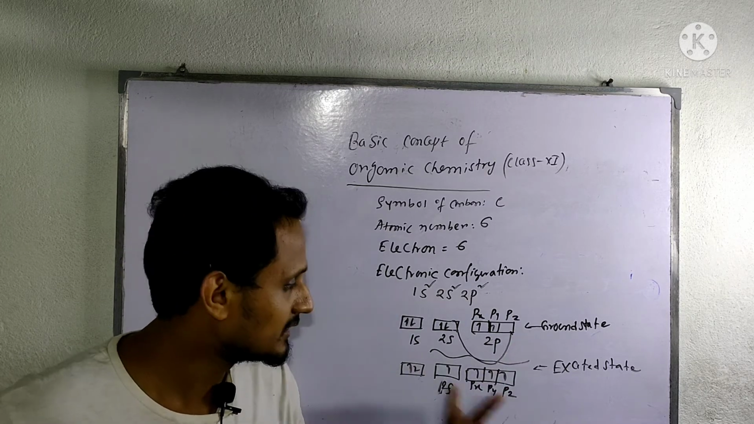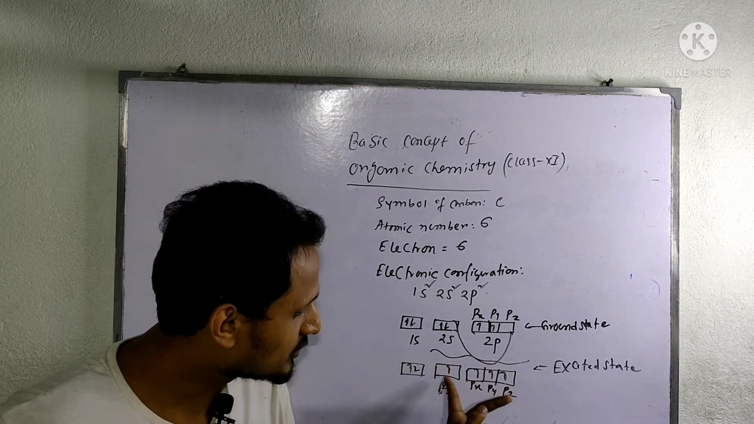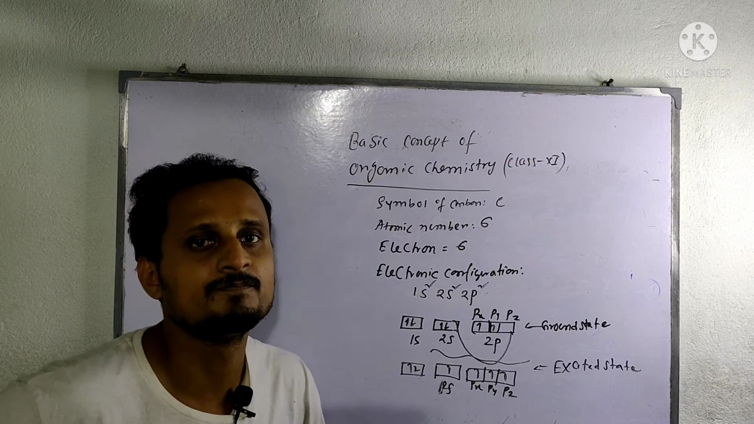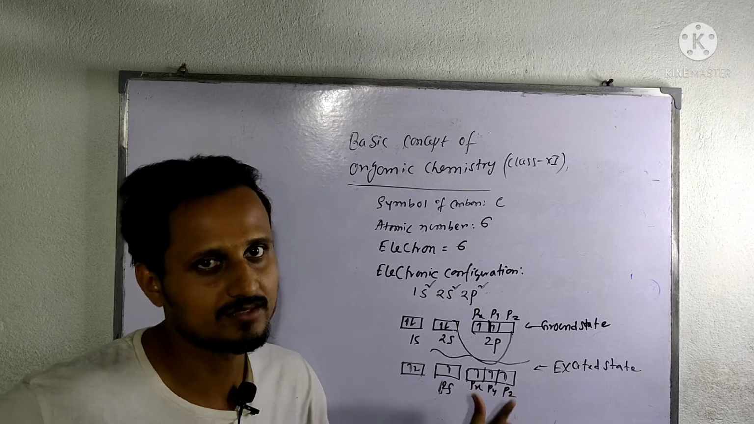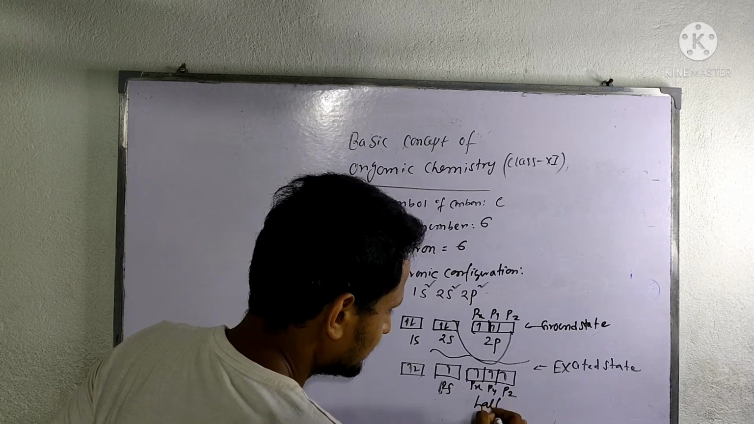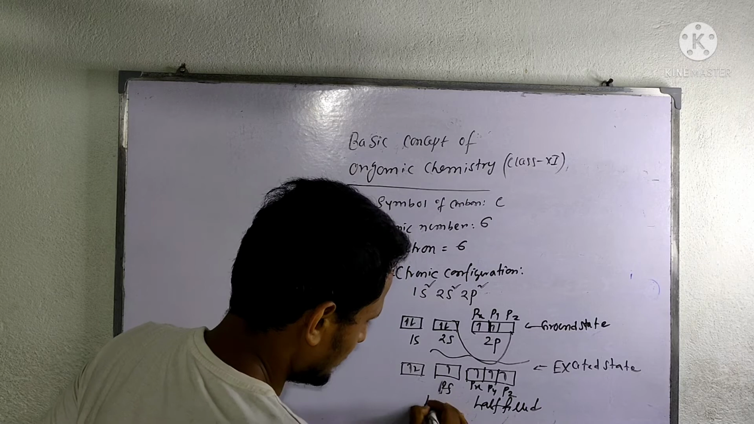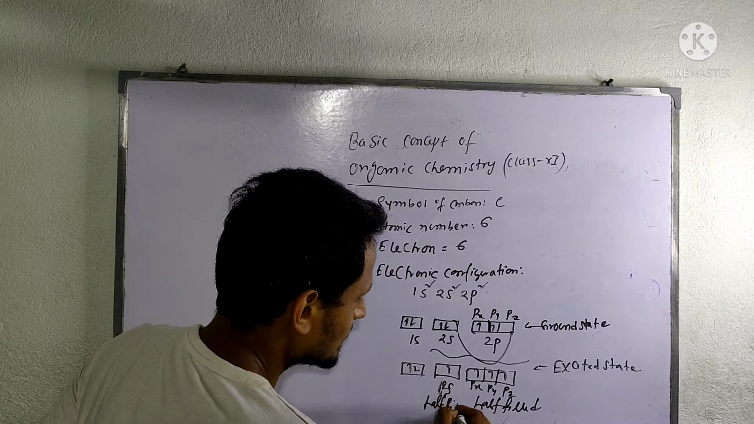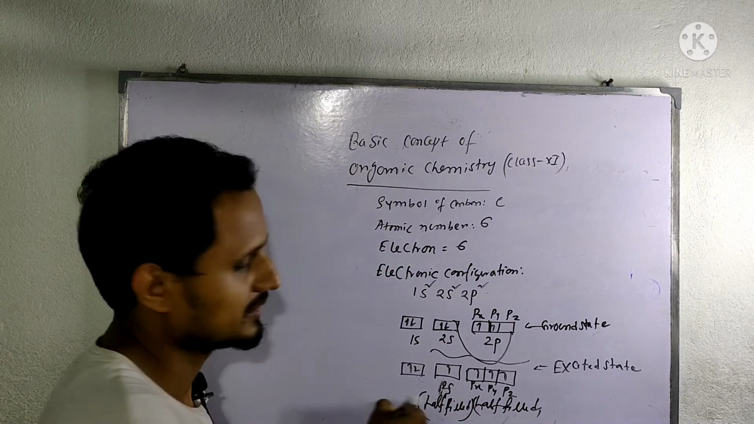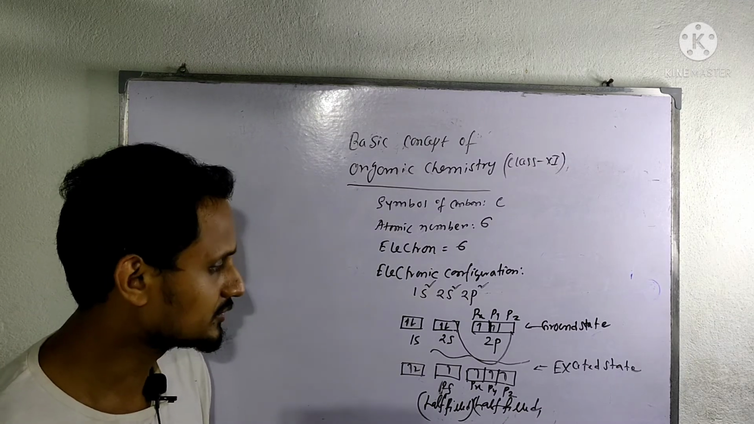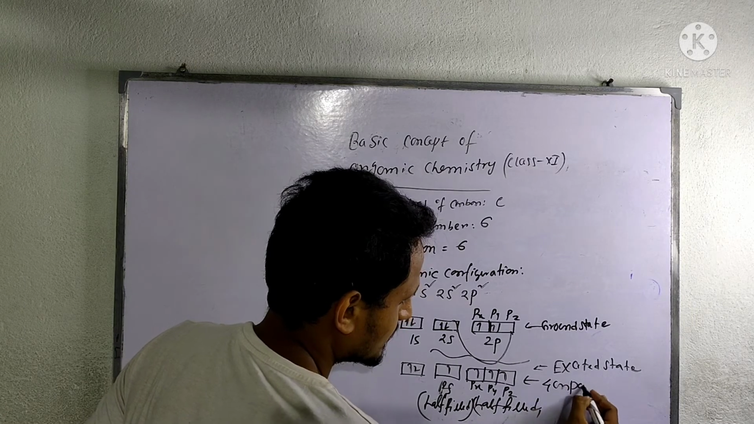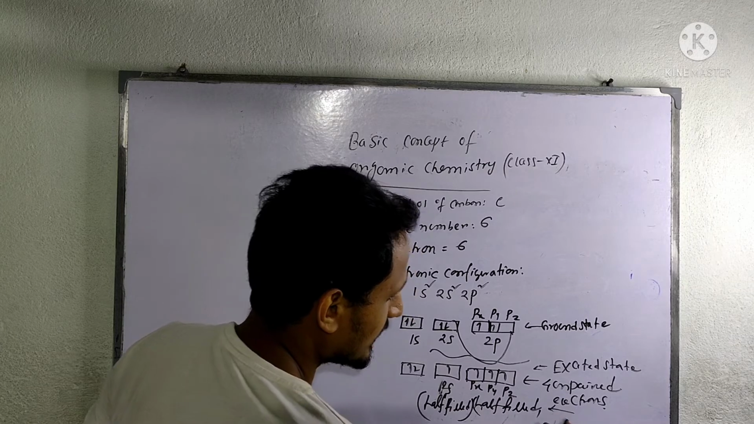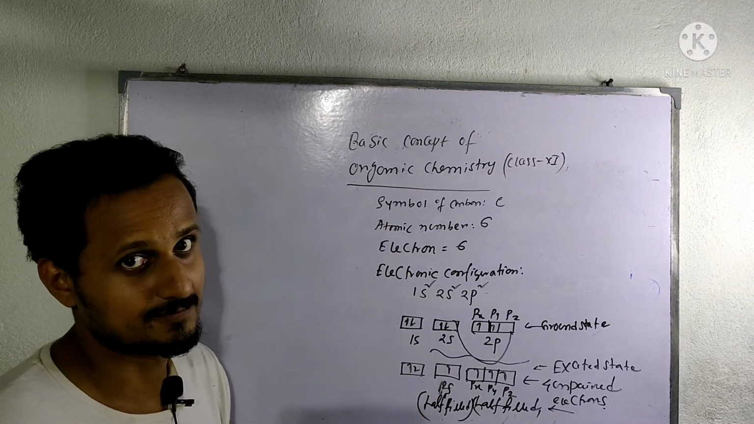To make it stable, one electron goes from the 2s orbital to the pz orbital, and that makes it stable. Here 3 electrons, that is half filled, stable, and the other is also half filled. So both are stable, understood? So now how many unpaired electrons? 4 unpaired electrons. So this is the actual valency.